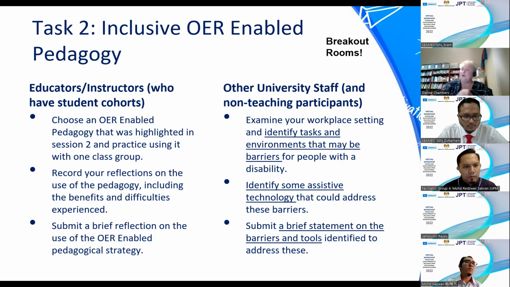Okay. If you don't have a student cohort that you can currently work with, and I know quite a few don't, then I want you to examine your workplace setting. So where you're currently working, and that might be at home, if you're at home because of COVID, it could be at the university, whatever. And I want you to identify the barriers that students might experience if they had disabilities in that particular workplace. From there, I want you to think about some of the assistive technology, whether it's low tech or high tech, or in between, that might be beneficial to address those barriers.